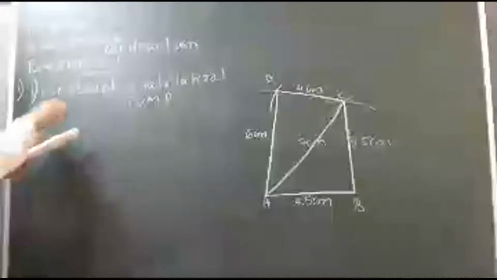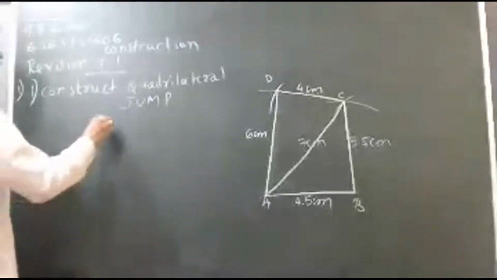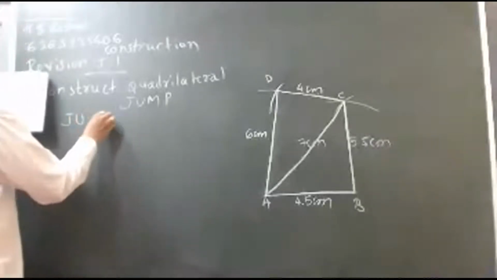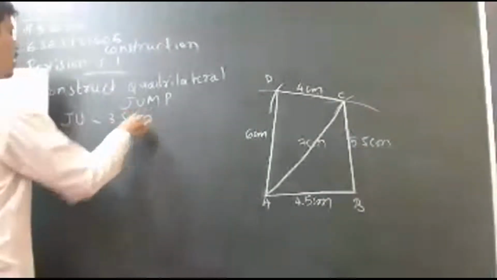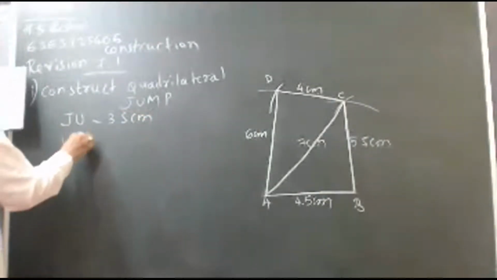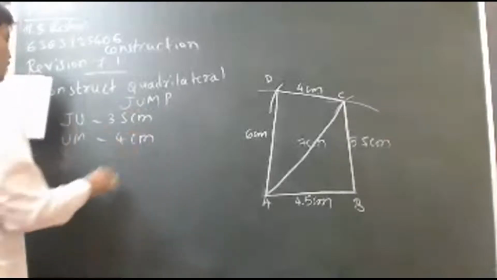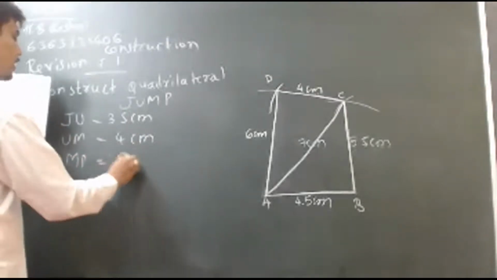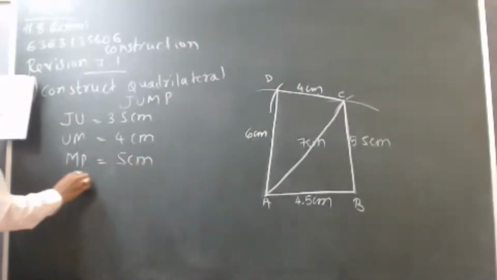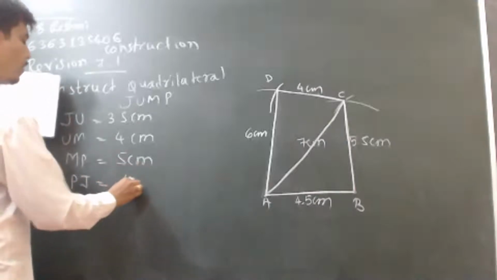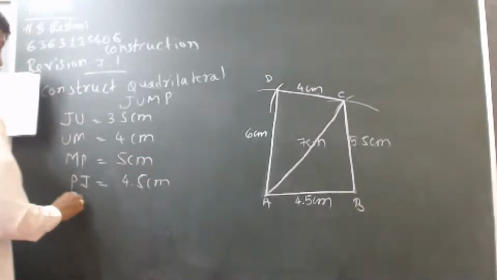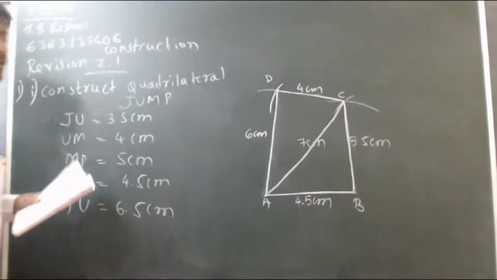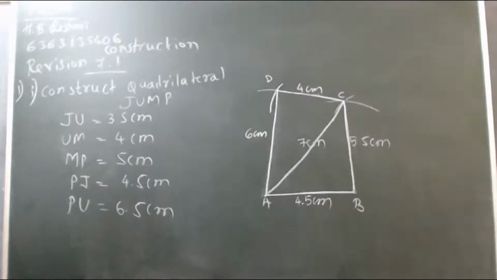Now the next question is quadrilateral JUMP. What is that diagram? JUMP, and the given information is JU is 3.5 centimeter. UM is given as 4 centimeter. Similarly, MP is 5 centimeter. And then we have PJ. How many centimeter? 4.5 centimeter. And then comes PU. How many centimeter? 6.5 centimeters. These are the information given in the second problem.